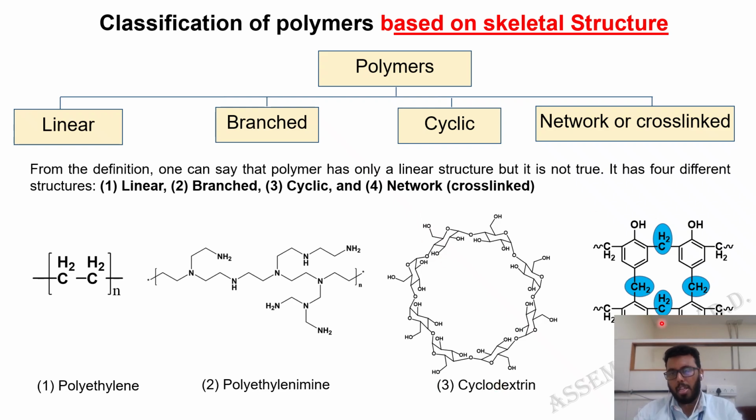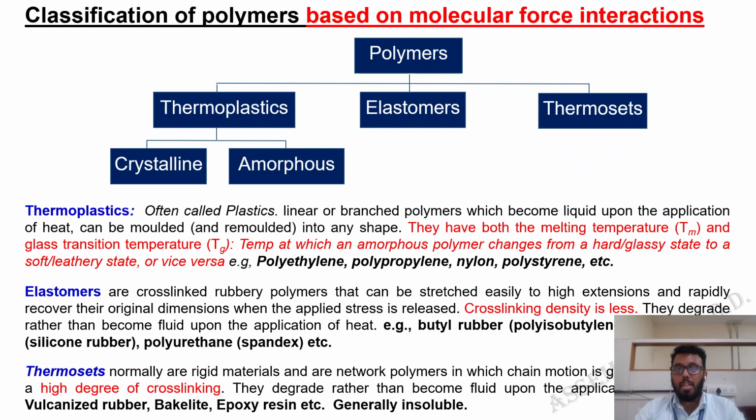And network or cross-linked polymer, this is nothing but phenol formaldehyde resin, called Bakelite. So the aldehyde group and hydroxy group will react, and then you will get this methylene group formed, interlinking the two aromatic rings. So that is how Bakelite is a cross-linked polymer. This is widely used in switches and the switchboards we use. And the third type is classification of polymers based on molecular force interactions. So what would be the molecular force and how can they be arranged? So let's see their classification.